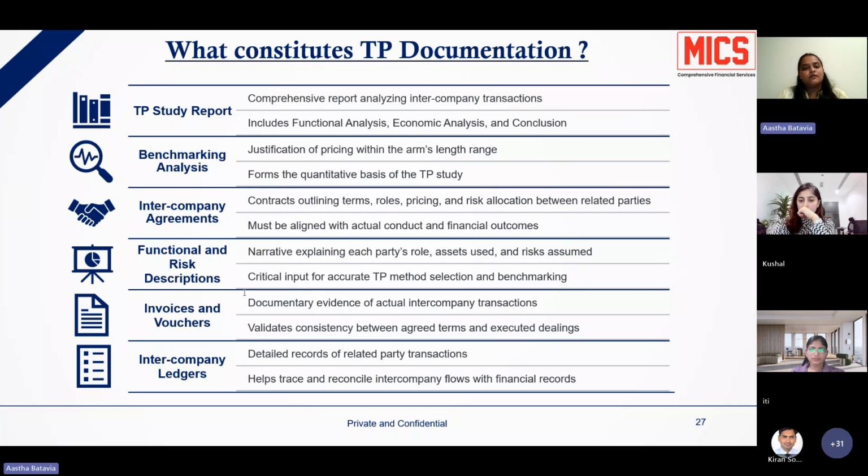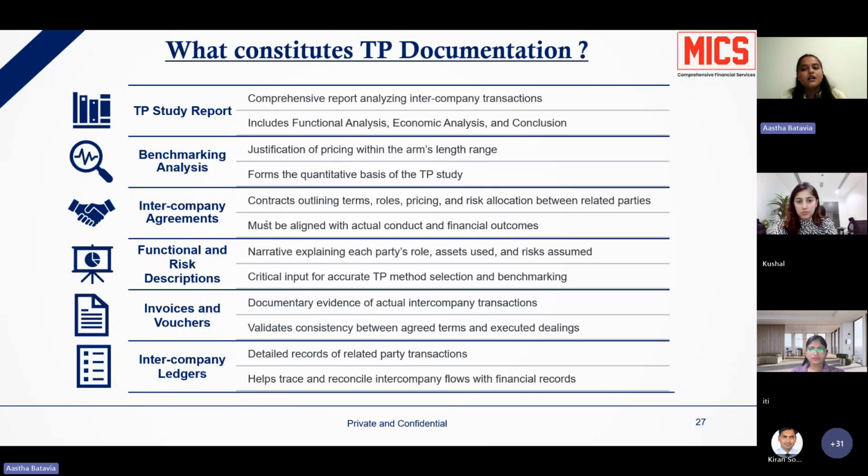Intercompany agreements. So what are those? These are the formal contracts that you will execute between you and your related party. They outline the terms, roles, pricing, and even risk sharing while conducting any specific transaction. You can have one master intercompany agreement in place also. And if that is not possible, then before entering into any transaction, try to analyze all these things, have your benchmarking analysis, then set the pricing, and then execute the formal intercompany agreements, because this is very crucial.